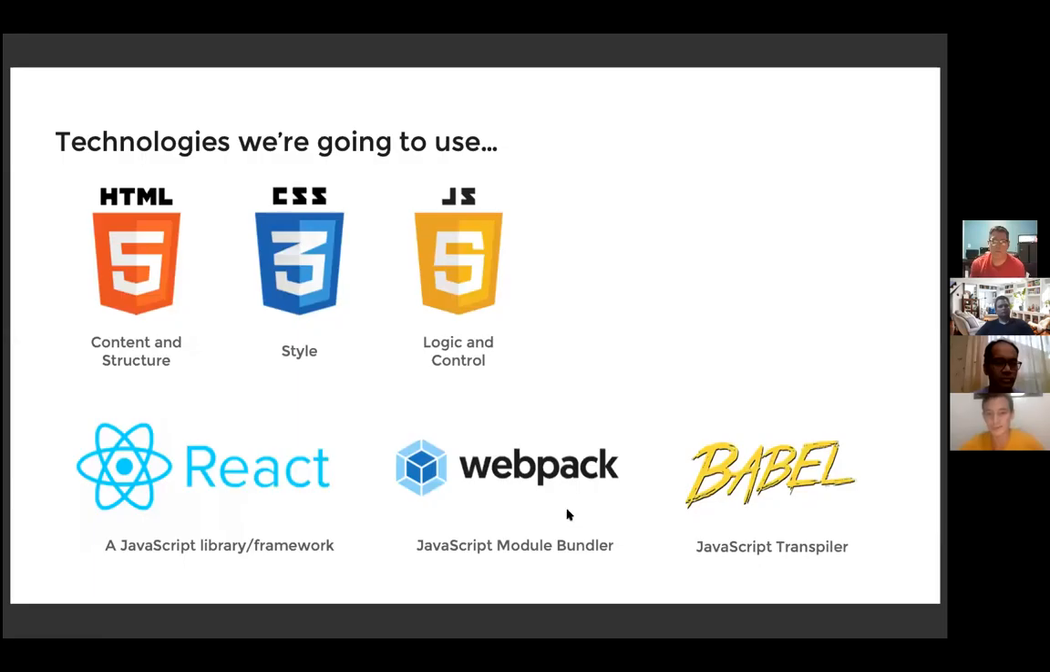module bundler. What that does is it takes a bunch of different libraries and whatnot, and it bundles them and compresses them into a package that you can serve up. And then Babel is our JavaScript transpiler.